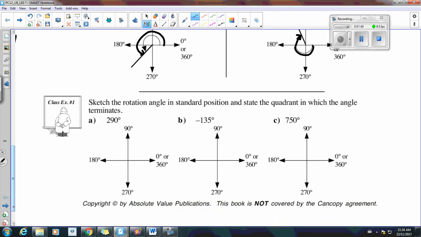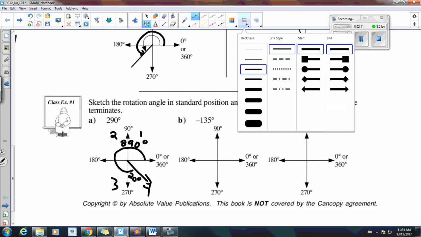So example 1, sketch the rotation angle in standard position and state the quadrant in which the angle terminates. So remember, our quadrant numbers are numbered like this: 1, 2, 3, 4. So 290 degrees, that's positive, so we're going to start and we're going to go counterclockwise. Well, this is 270, so we have to go about 20 degrees further. So this is 20 degrees from here. So it is in quadrant 4, and this is our angle of positive 290 degrees.